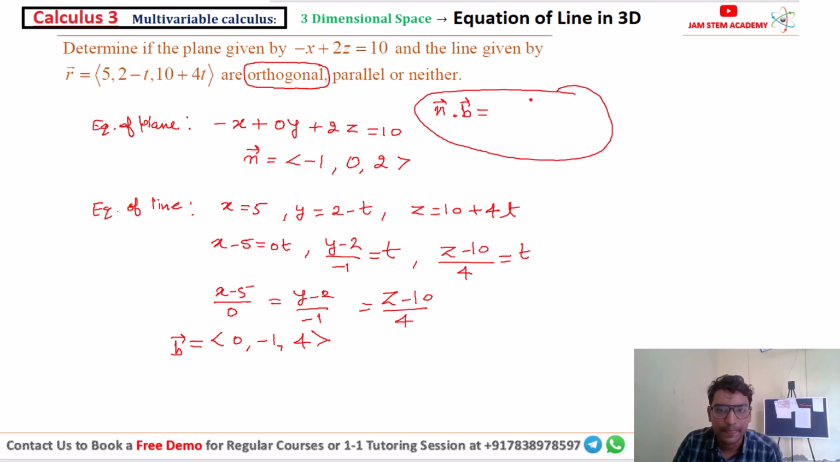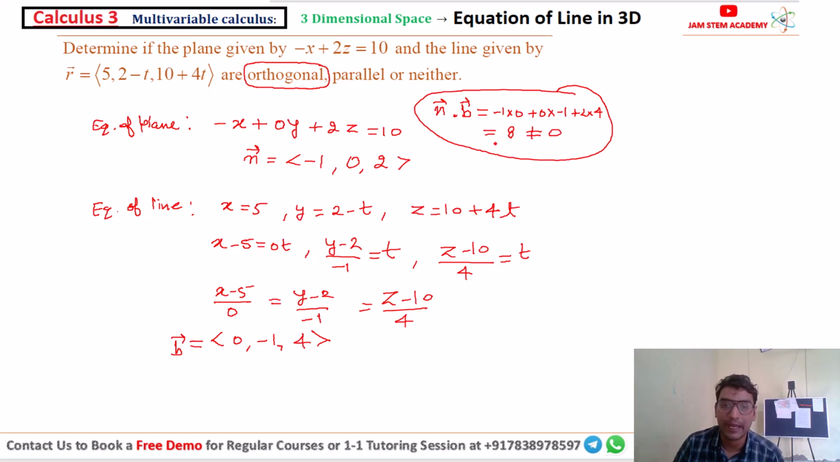We will take their i-cap coefficients, the product of them, minus 1 into 0. Then we have 0 times minus 1. Then we have 2 times 4. What is that? It is 8, which is not 0. If this is not 0, it means the vectors are not perpendicular.